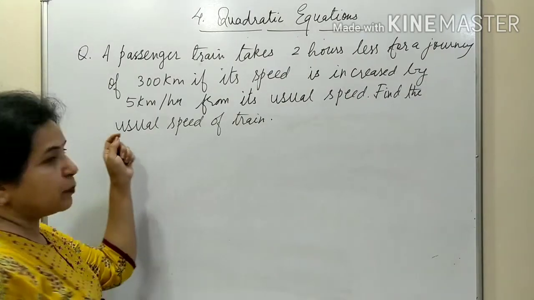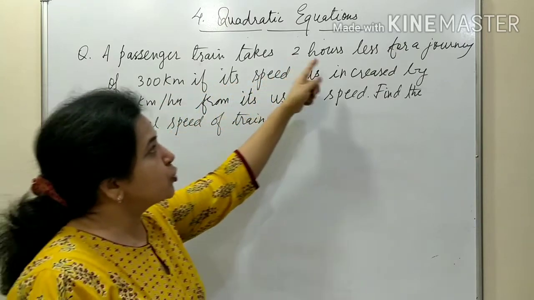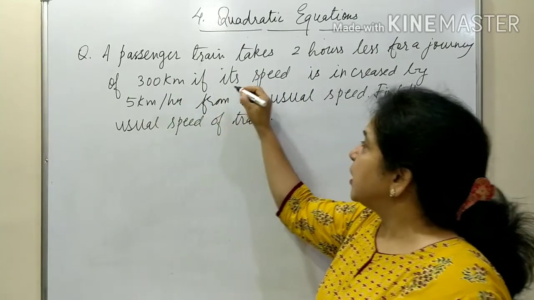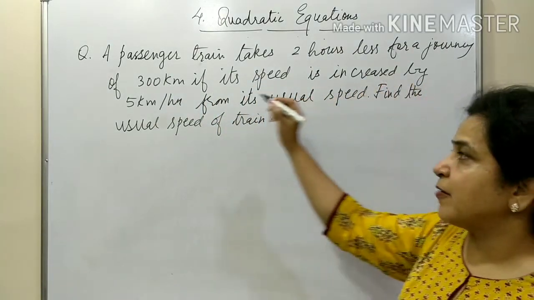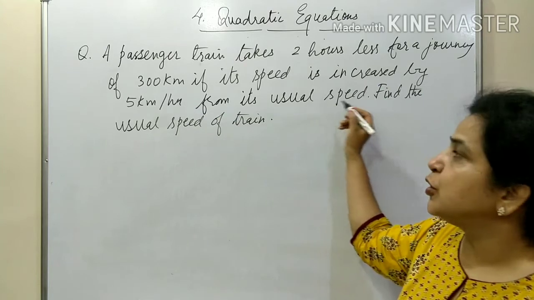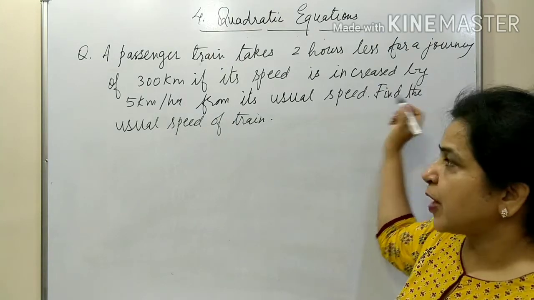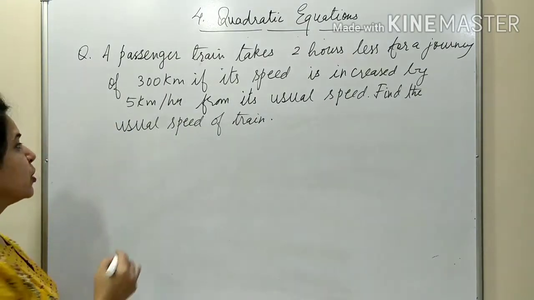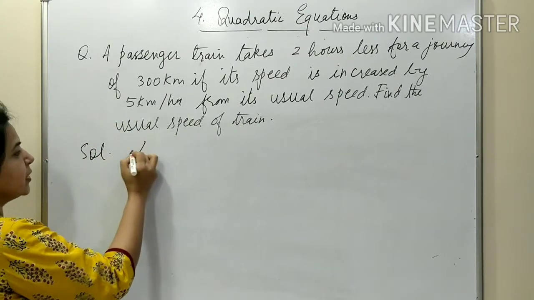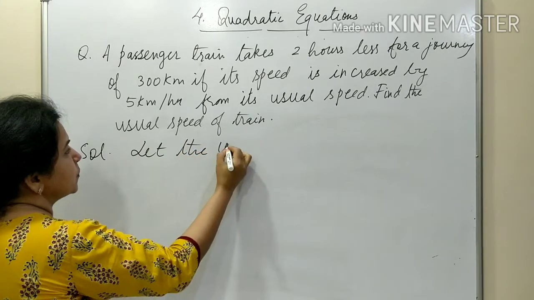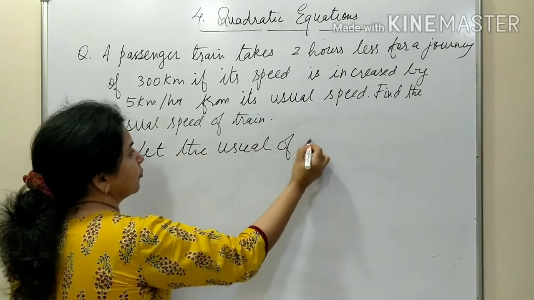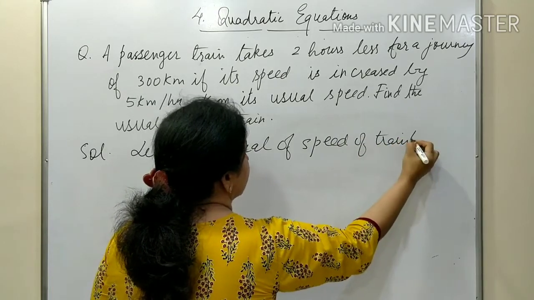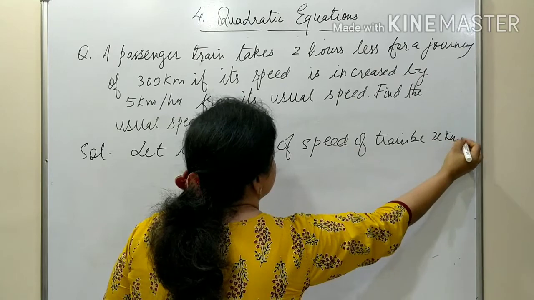Another word problem. A passenger train takes 2 hours less for a journey of 300 km if its speed is increased by 5 km per hour from its usual speed. Find the usual speed of the train. So here we have to find the usual speed of the train. Let the usual speed of the train be x km per hour.